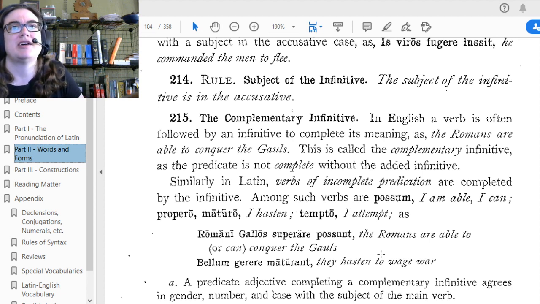So bellum gerere maturant, they hasten to wage the war. Not they hasten wage, because this verb needs an infinitive to complete its meaning. It's not setting up what's called kind of an indirect statement that has the accusative infinitive structure.